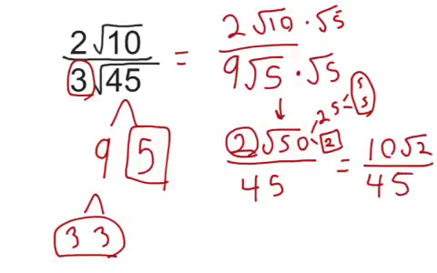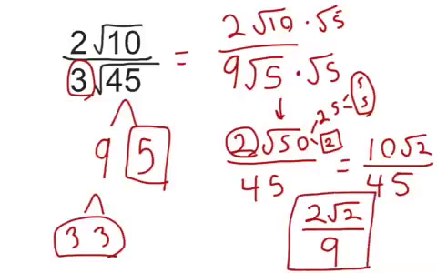Is this completely simplified though? No, I can do one more step. What can 10 and 45 both be divided by? 5. 10 divided by 5 is 2, and 45 divided by 5 is 9. Square root 2 over 9. Am I done? Is there any more simplifying I can do? Nope. Good to go.